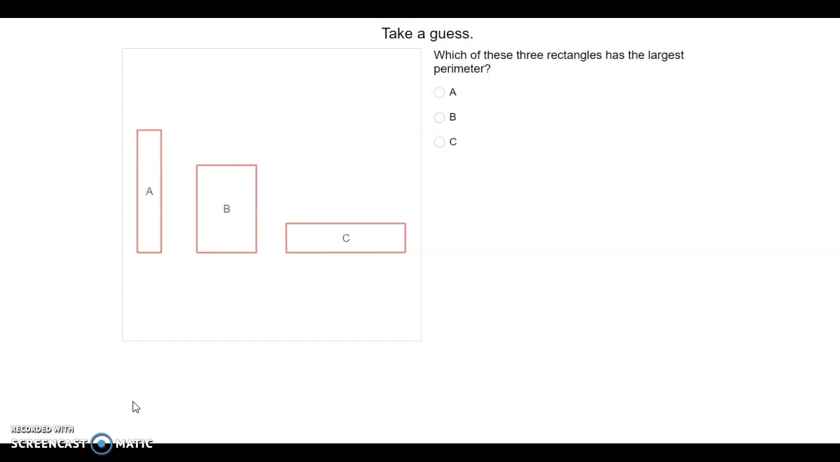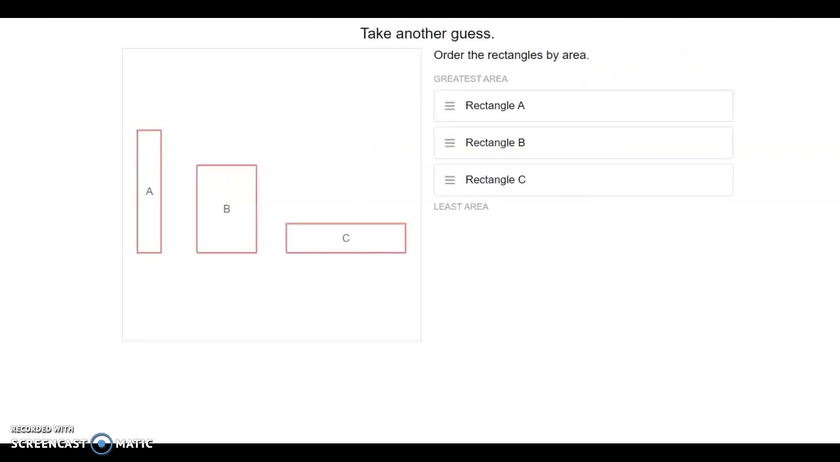I want you to take a guess. I'm going to say C. Why not? When you click your option, you're going to hit the next button. And you're going to put these triangles in order by area, so the greatest area to the least area. I obviously said A. I think that looks great. I'm going to go with CBA, cab. You can go with whatever you think.